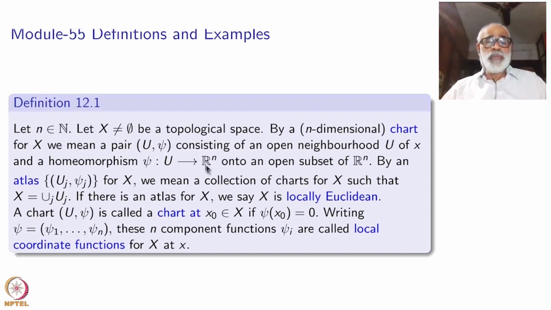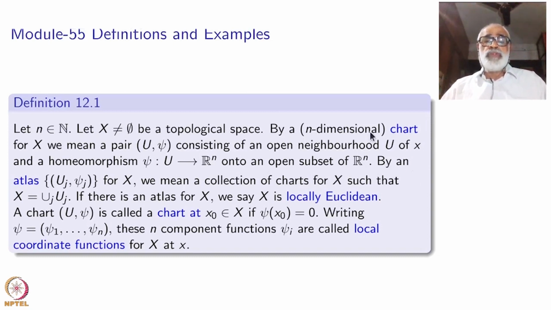Often when I say homeomorphism, it is not necessarily onto here, but onto some open subset. You take that subspace topology, there it is a homeomorphism. Here I have specifically mentioned that the image is open inside Rn. That is very important here. U is open inside X does not mean that psi(U) is open inside Rn. So that has to be a hypothesis here. Okay, that is a condition here.